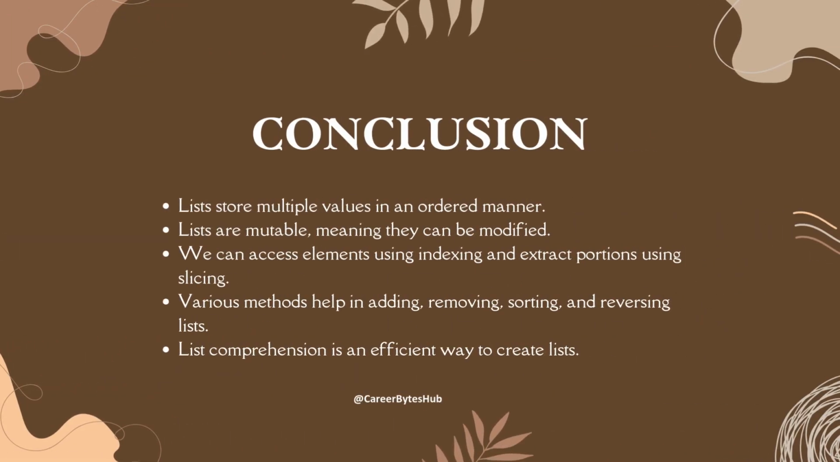As we conclude this lesson on Python lists, let's summarize what we've learned. We explored how lists store multiple elements in an ordered structure and can hold different data types. We saw that lists are mutable, allowing us to modify elements using different methods like append, insert, and remove. We also learned list slicing, iteration, and efficient list creation using list comprehension.